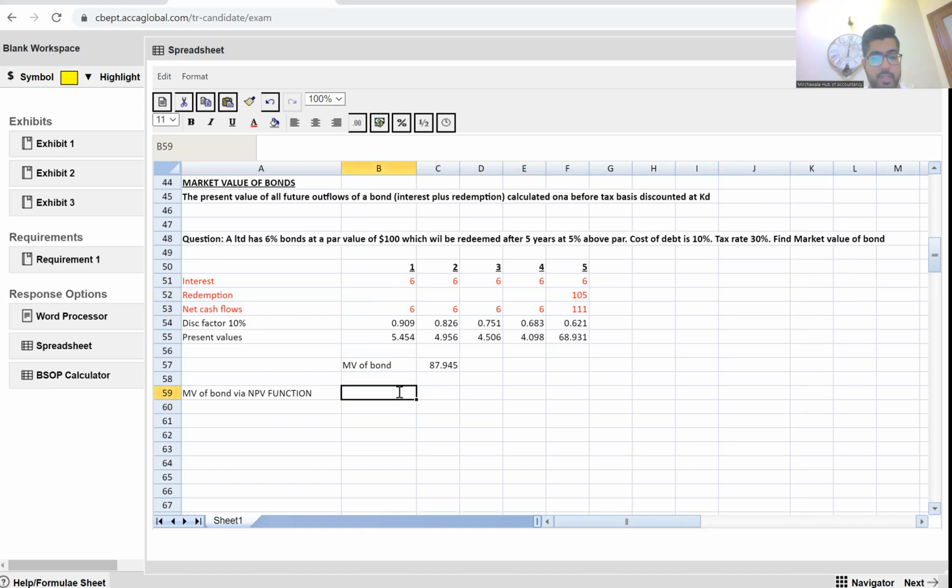Okay, NPV function equals NPV, bracket open, cost of capital. So what was the cost of capital? 10%, comma, NCF year one till last year. NCF for year one was in B53 till F53, bracket closed, plus the investment cell. And there is no investment cell here, so 0. Okay, stop it at 2 decimal places. It's a number, not a percentage. See, 87.94.